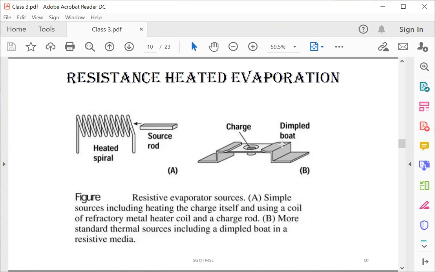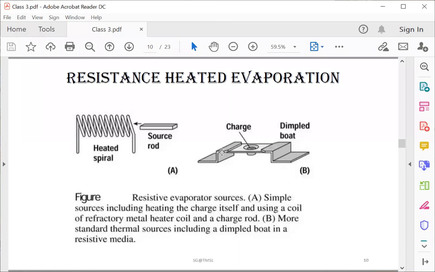dimple boat arrangement, where in the center there is a small boat, and there you can put the powder charge. Then if you apply power or current to this boat, it will be heated and evaporation will take place. So this is the basic resistance heated evaporation filament.